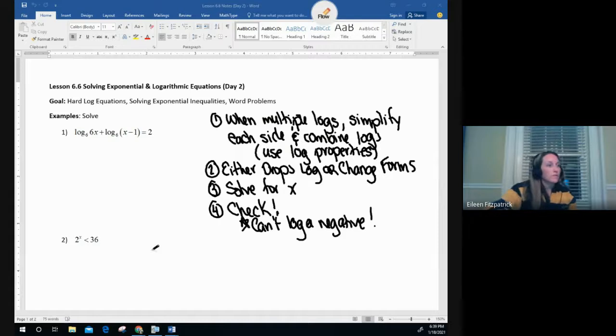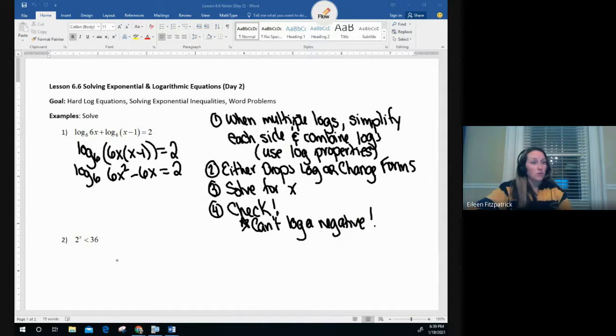Okay. So for this first one, let's go ahead and simplify. Let's try to condense the right-hand side. Since I have addition pairs with multiplication, I'm going to write this as log base 6 of 6x times x minus 1 equals 2. I do have to distribute the 6x to both terms. So it's log base 6 of 6x squared minus 6x equals 2. Now you can either drop logs if there are logs on both sides of the equation or change form. So I'm going to change forms here.